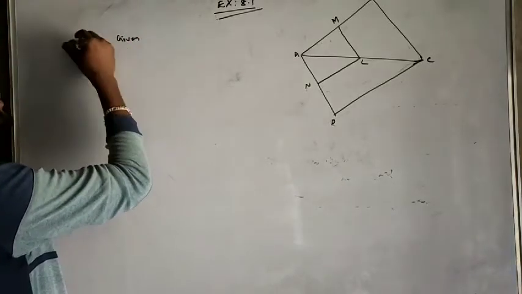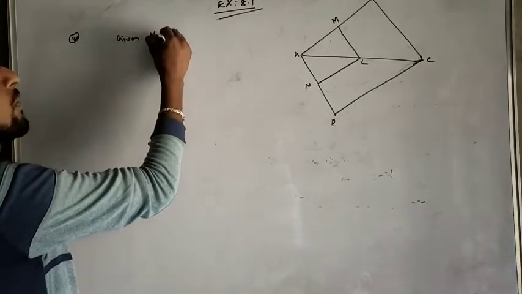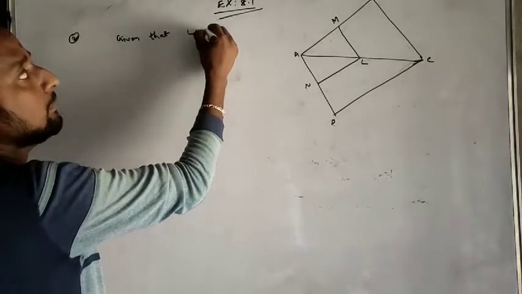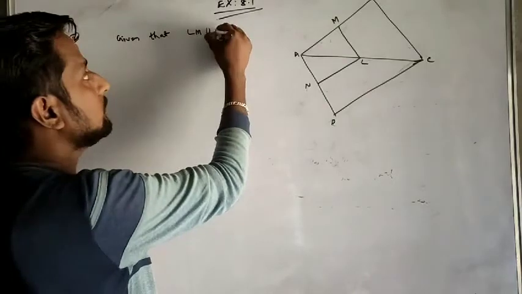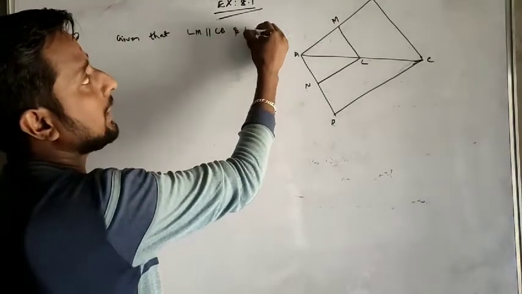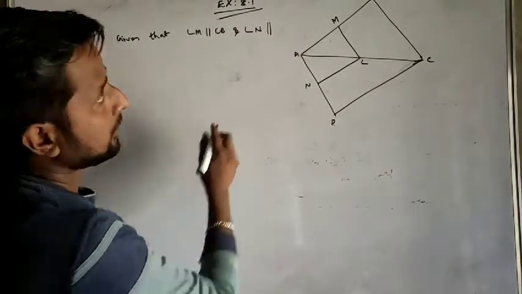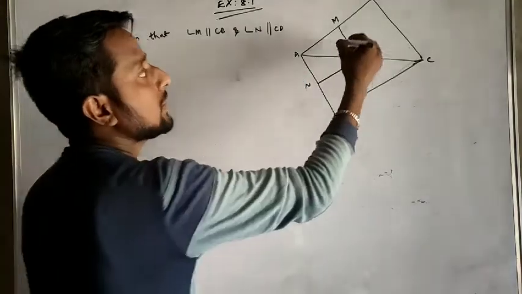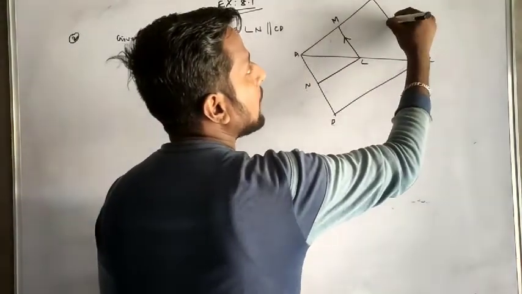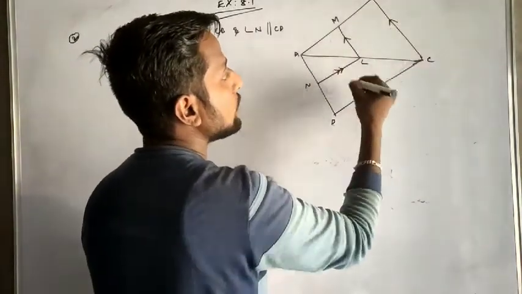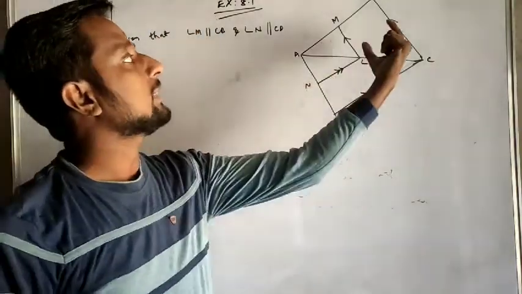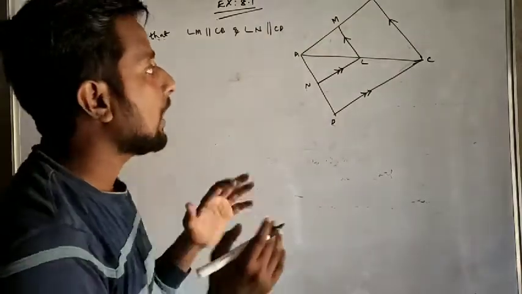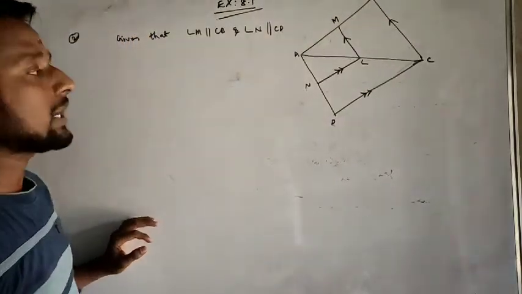given in the second question, that LM is parallel to CB and LN is parallel to CD. That means arrow mark 1 and arrow marks 2: these two sides are parallel and these two sides are parallel. Now, the basic proportionality theorem.